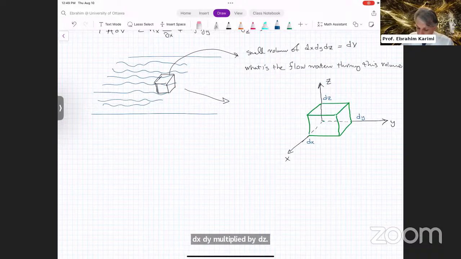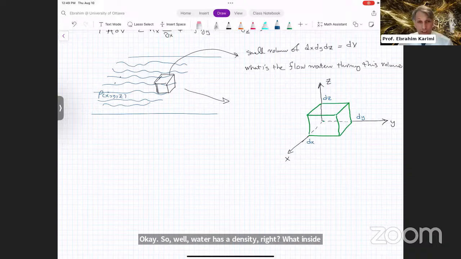Well, water has a density, right? Water inside of this has a density which is a function of x, y, and z. And point by point, this density can change. That might not be the case in a river, but in the ocean, definitely yes, because if you go deep down in the ocean, the temperature is about 4 degrees, and that's usually the maximum density you get for water. If you come to the surface, the temperature increases, and then the density decreases.